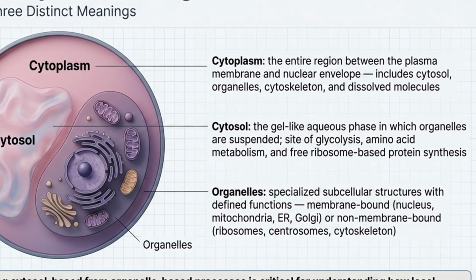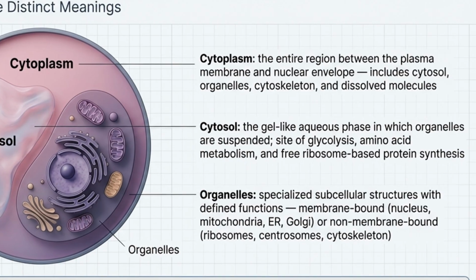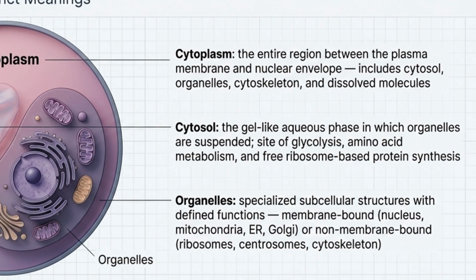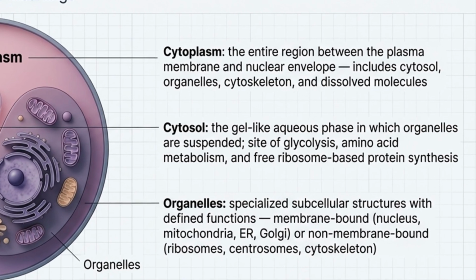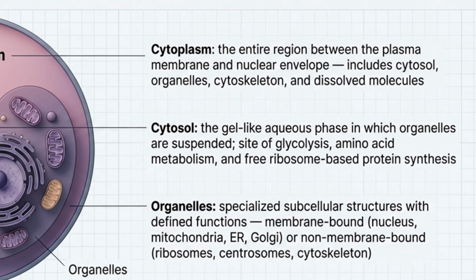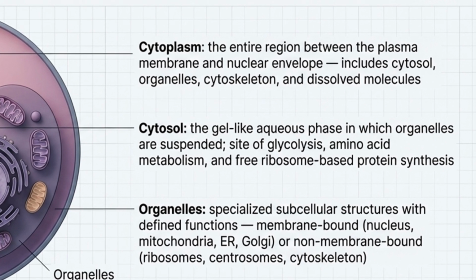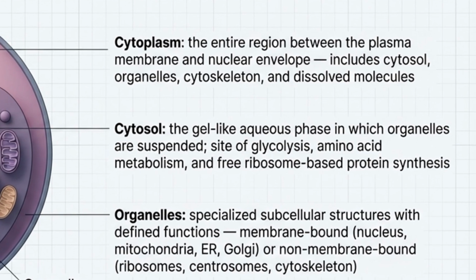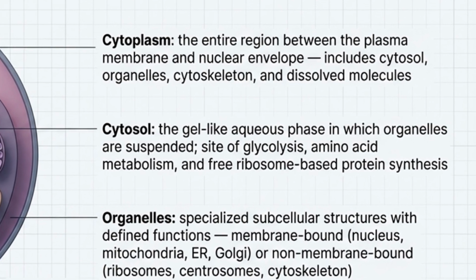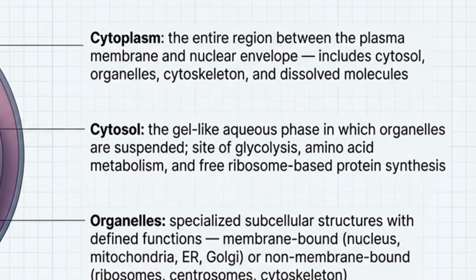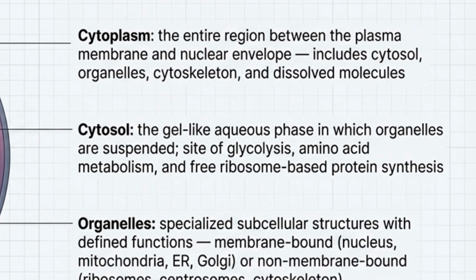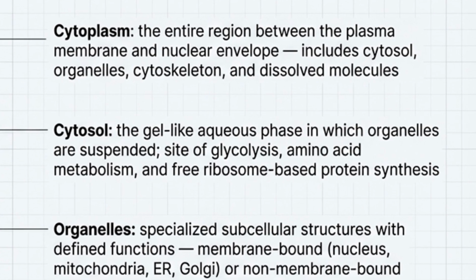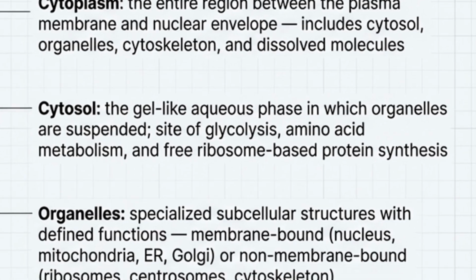Cytosol is the specific aqueous, gel-like fluid phase of the cytoplasm. It is what remains if you were to remove all of the organelles, cytoskeletal filaments, and membranes from the cytoplasm. The cytosol is the medium in which organelles are suspended, and it is the site of glycolysis, amino acid synthesis and metabolism, and free ribosome-based protein synthesis. When we talk about cytosolic calcium concentration or cytosolic potential of hydrogen, we are referring specifically to conditions in this fluid phase, not in organelles.